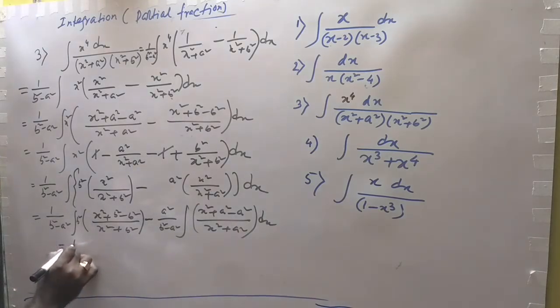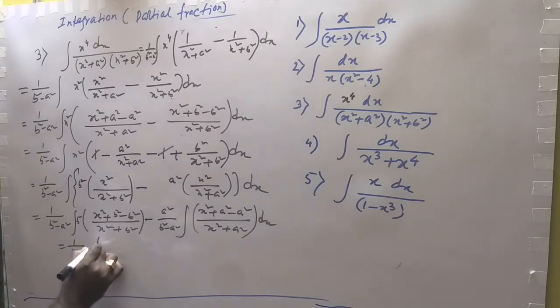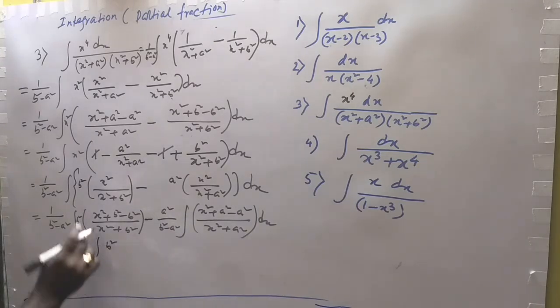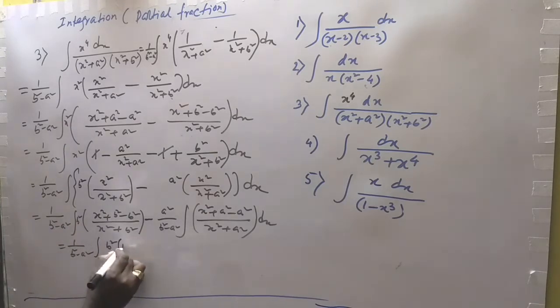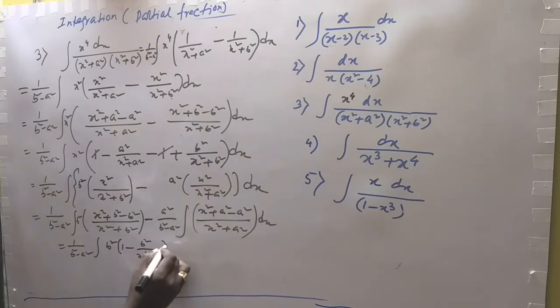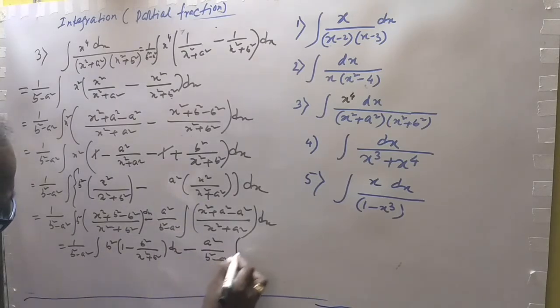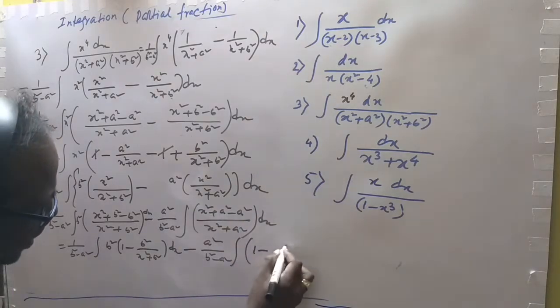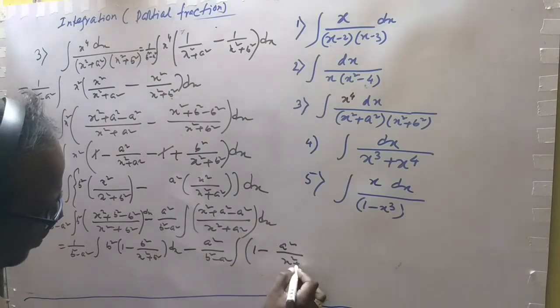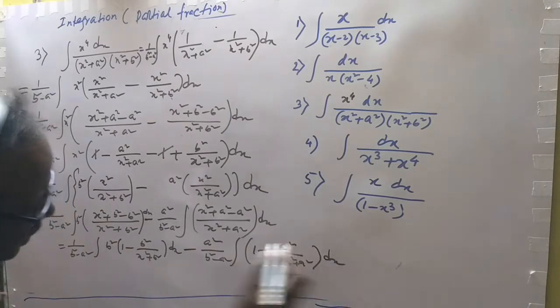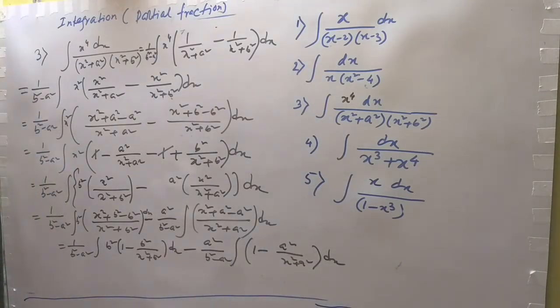And this is equal to, again write, 1 by b square minus a square. So this is b square, this by this here is 1. So 1 minus b square by x square plus b square, and dx. This is dx and dx, okay, introduce a square by b square minus a square. Again write this by this, 1 minus a square by x square plus a square and dx. Okay, I think we have all better understood.